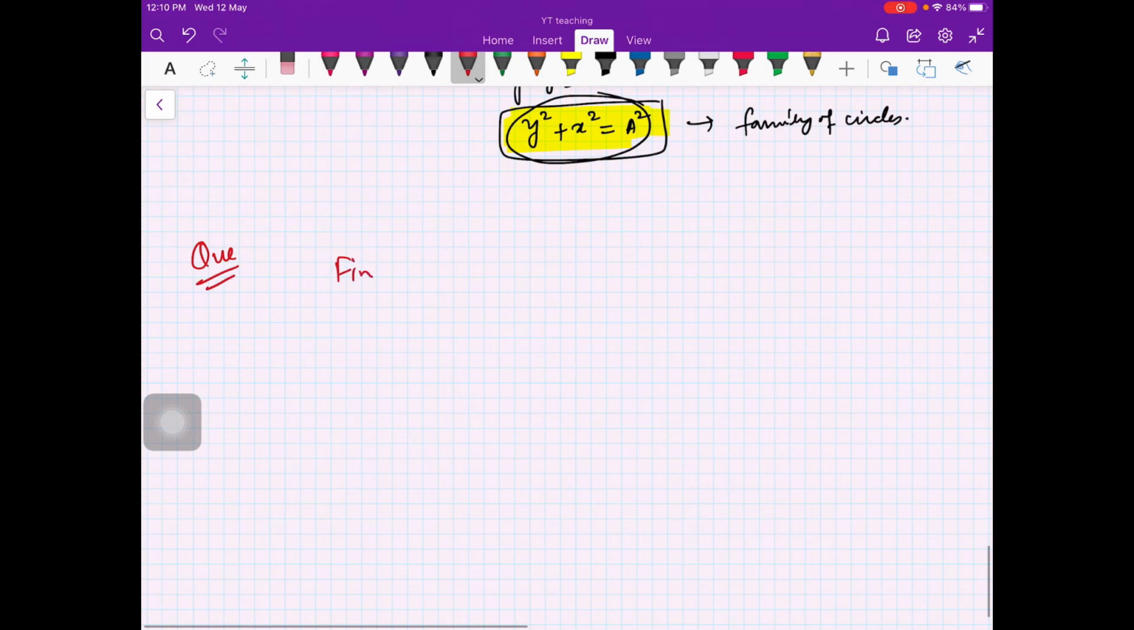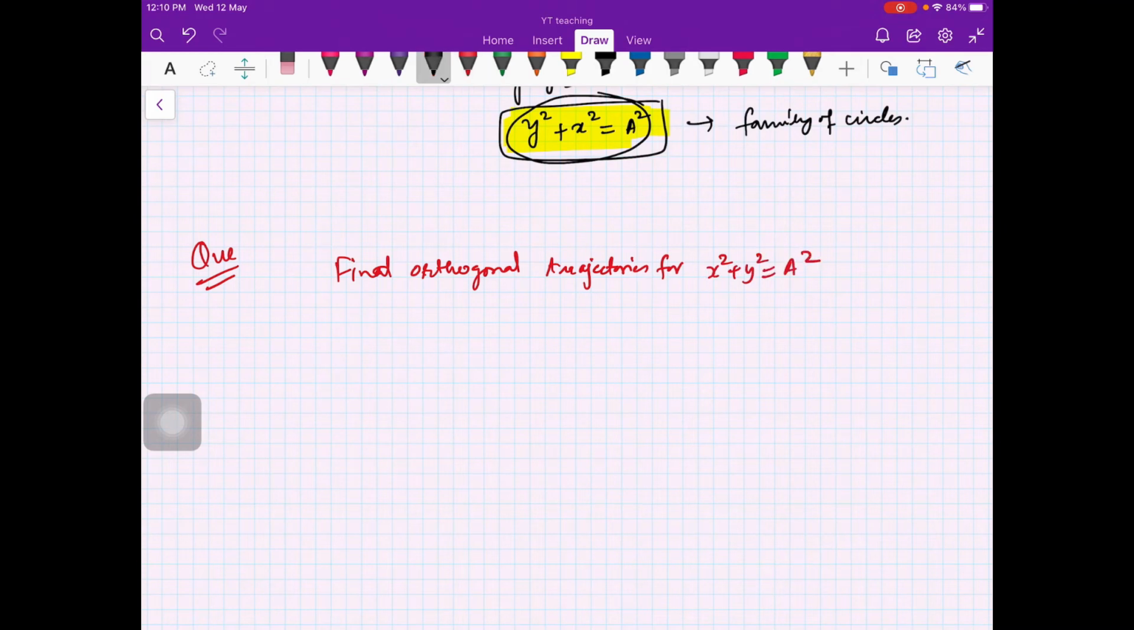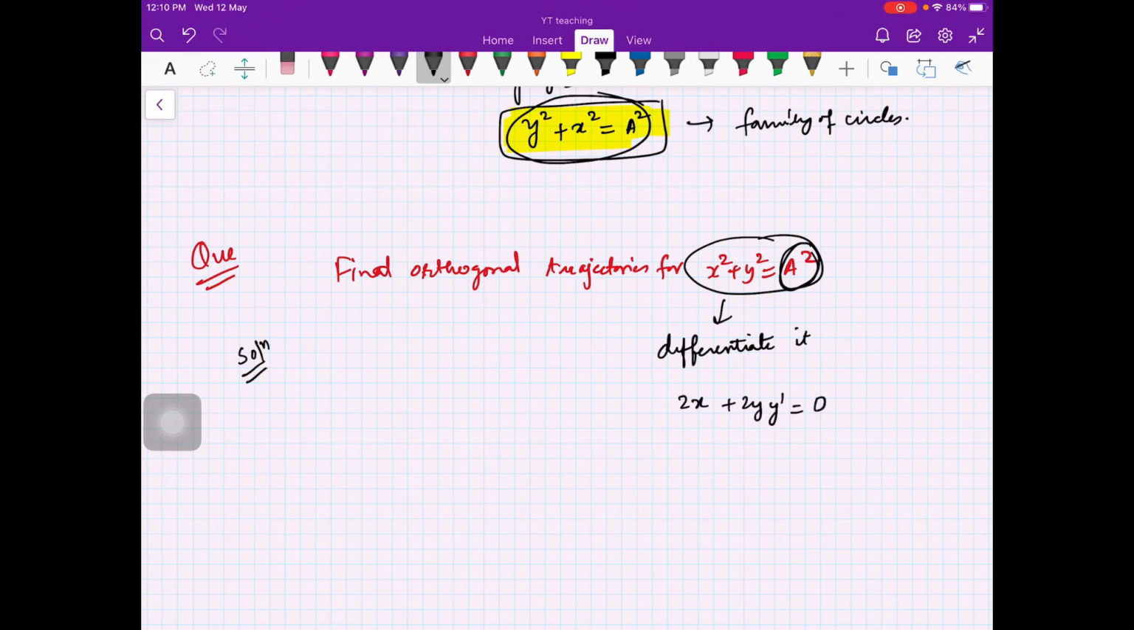The question is find orthogonal trajectories for x square plus y square is equal to a square. So you will first construct a differential equation. For that you have to eliminate a, so you differentiate it. What you'll get is 2x plus 2y y dash is equal to 0. Automatically a is eliminated. You don't have to do anything. So x plus y y dash is equal to 0. This is what you get.